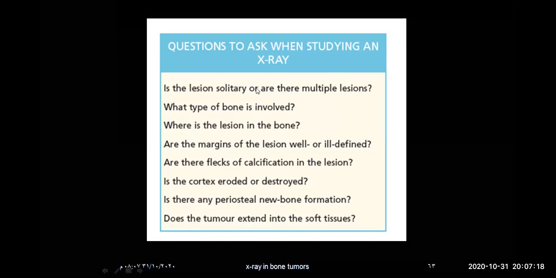Is the lesion solitary or multiple? What type of bone is involved? Where is the lesion in the bone? Are the margins of the lesion well or ill defined? Are there flecks of calcification in the matrix? Is the cortex eroded or destroyed? Is there any periosteal new bone formation? And does the tumor extend into the soft tissues? Just when you elevate an X-ray to read it, remember these questions in this manner.